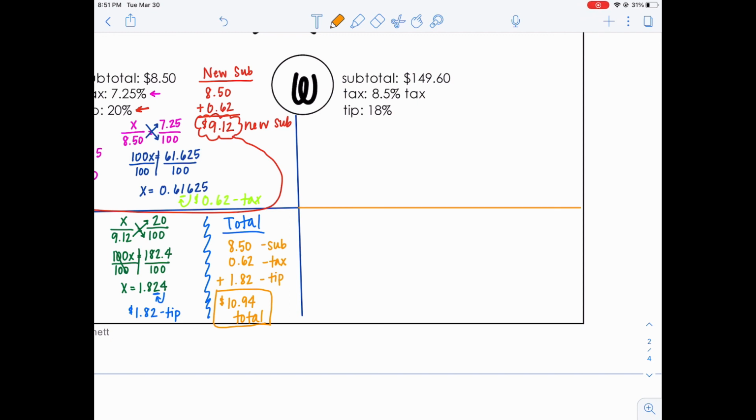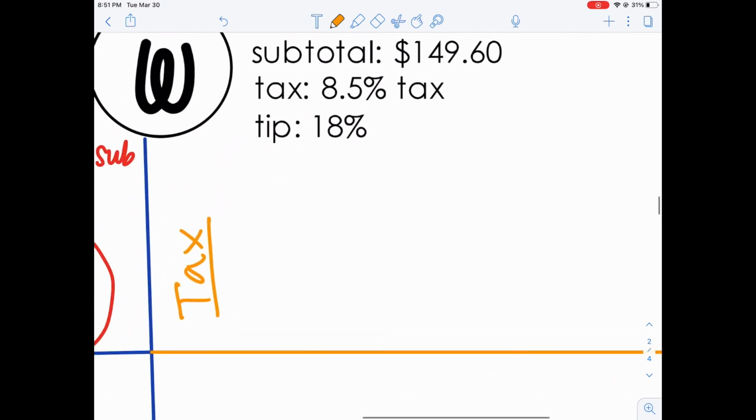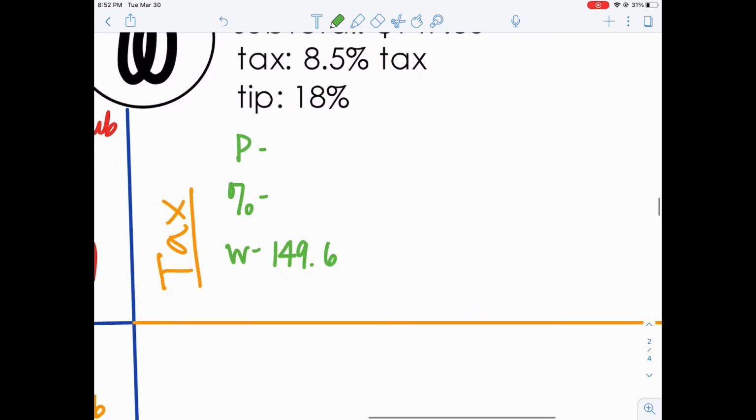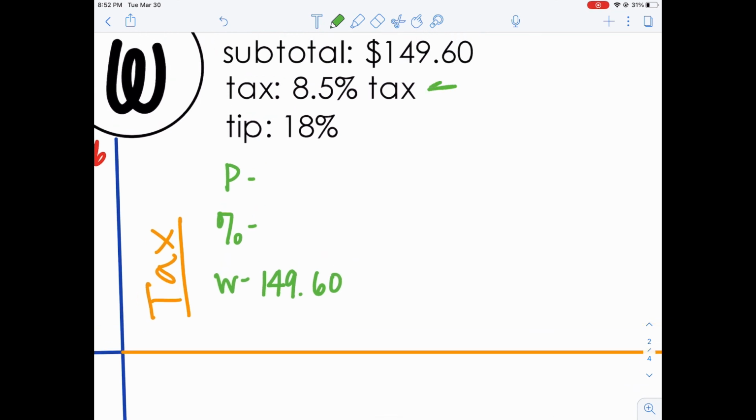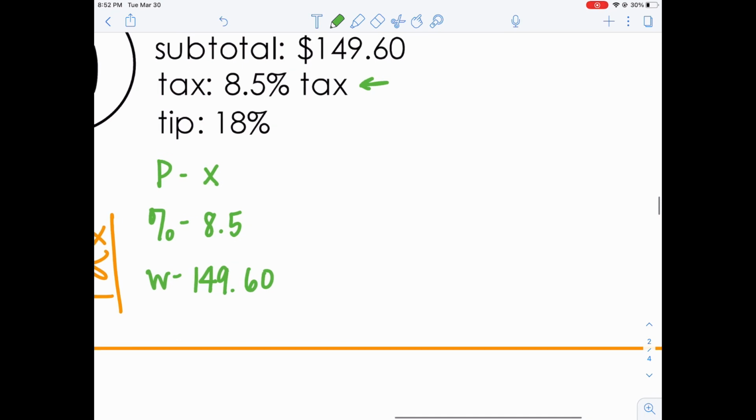So I have a subtotal of $149.60, a tax of 8.5%, and a tip of 18%. I'm going to split it up into tax and tip because I have to go through this twice. So for tax, I'm going to calculate my tax first. Part, percent, and whole down the side. The whole is the subtotal, so $149.60 is my subtotal, so that's my whole. Then I'm doing the tax, so 8.5% is what I'm going to use on this part. And I do not know the part, so I write X.